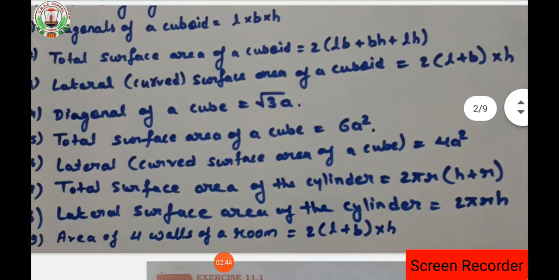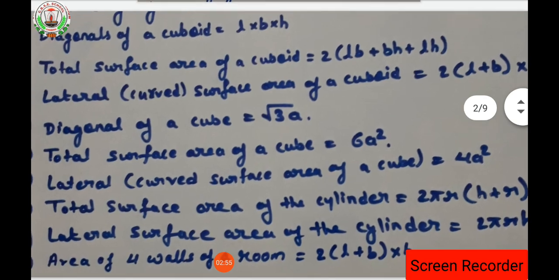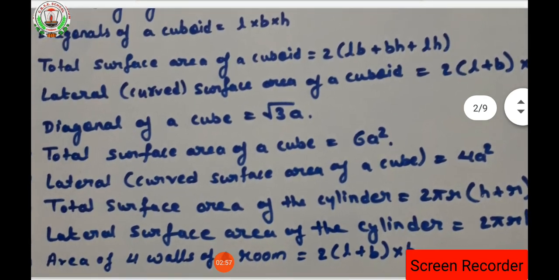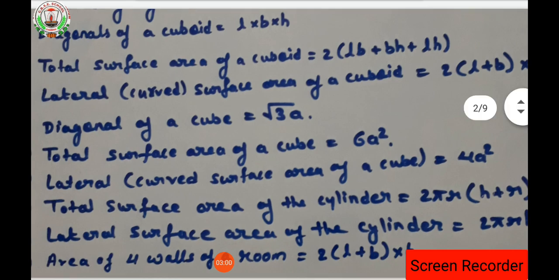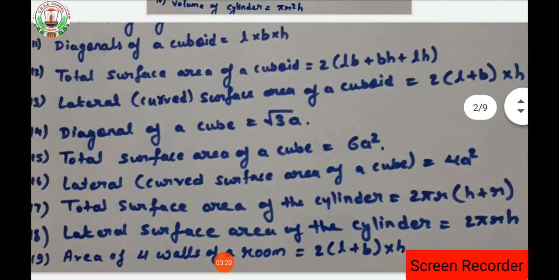Diagonal of a cube is equal to root 3 a. Okay, a is not inside the root. Then next one is total surface area of a cube is equal to 6a square. Then lateral surface area of a cube, that means curved surface area of a cube, is equal to 4 into a square. Total surface area of a cylinder is equal to 2 pi r into (h plus r). Okay, inside the bracket height and the radius will be added.